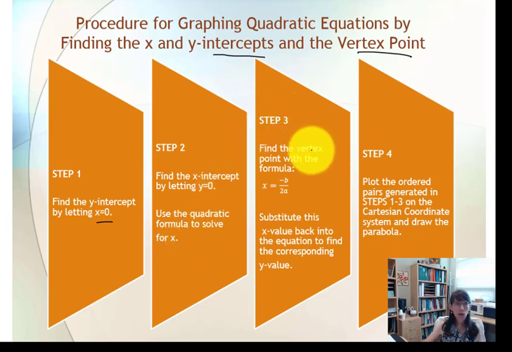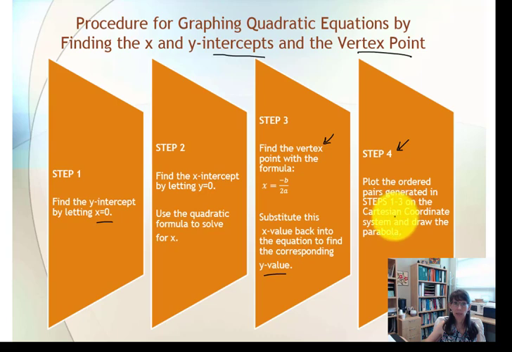In step 3, we are going to use the formula minus b over 2a to find the exact vertex point. That means we substitute the x value back into the equation to find the corresponding y value, because this formula will only tell us the x value. So once we know that x value, we can substitute it back into the quadratic equation to find the corresponding y value. And finally, with step 4, we'll plot the ordered pairs that we generated in the other steps.